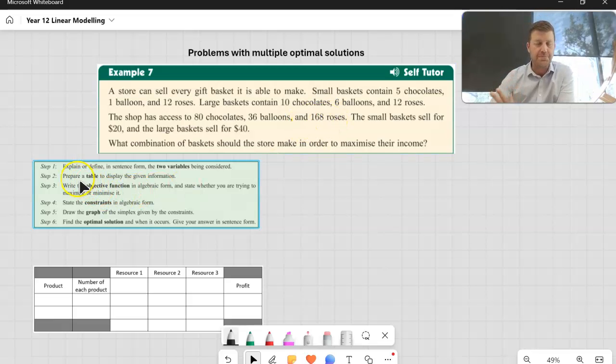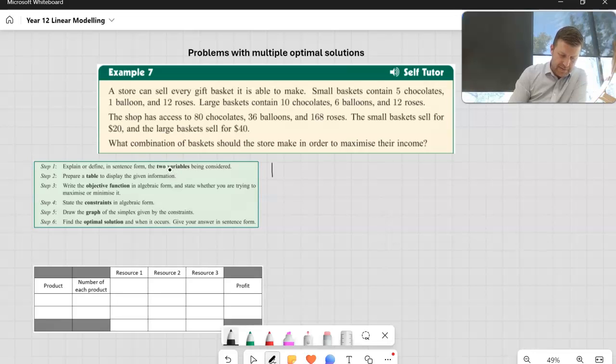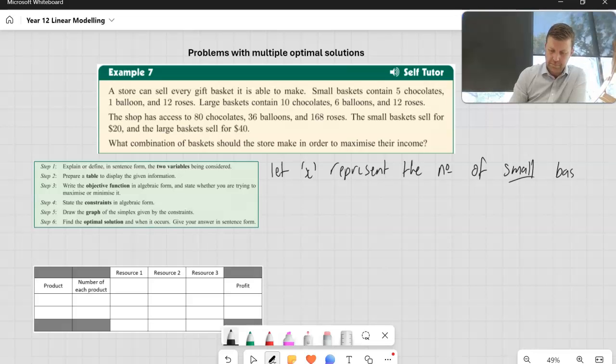Anyway, the first step is to explain or define in sentence form the 2 variables being considered. So for the sake of this, we are going to let X represent the number of small baskets which sell for $20, and we are going to let Y represent the number of large baskets.